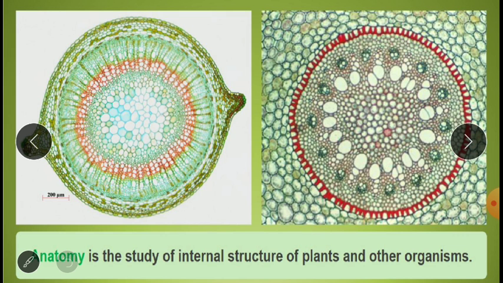As I have already told you, anatomy is the study of internal structure of plants and other organisms. You can see in these two diagrams over here. These are the transverse sections, that is the cut sections of the stem of the plants observed in the microscope. So here we can see the internal structures, how the cells are arranged, in this diagram.